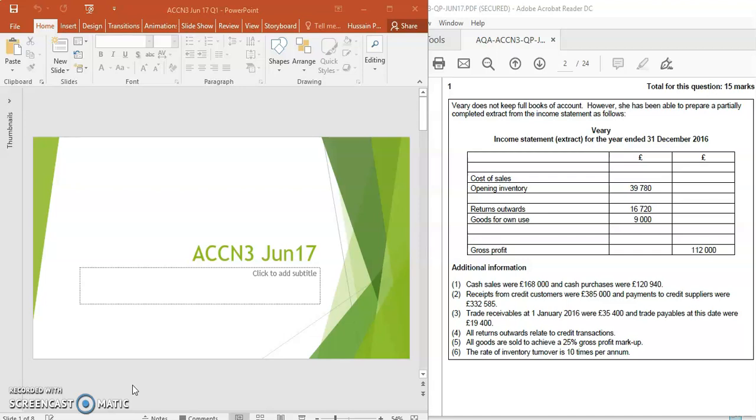Today I'm going to be going through ACCN3 June 17 question 1, and this is a question on incomplete records. The question's on Veary. If you've had a read of the scenario, you'll find there's a partially completed income statement, and there's additional information, points 1 to 6. I'll be talking you through a step-by-step process on how to tackle this question.